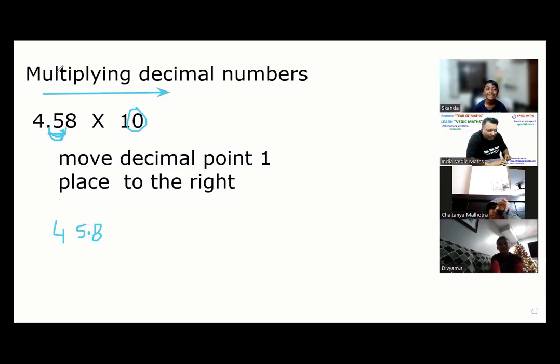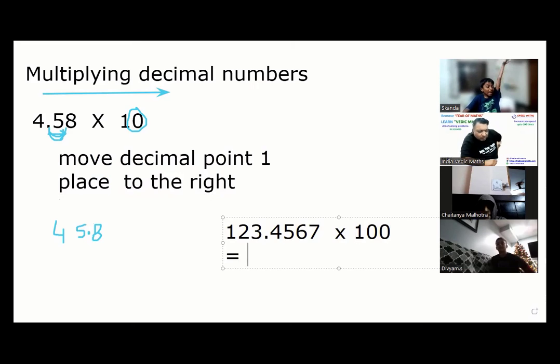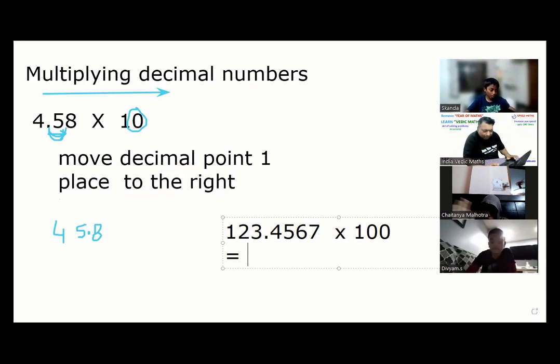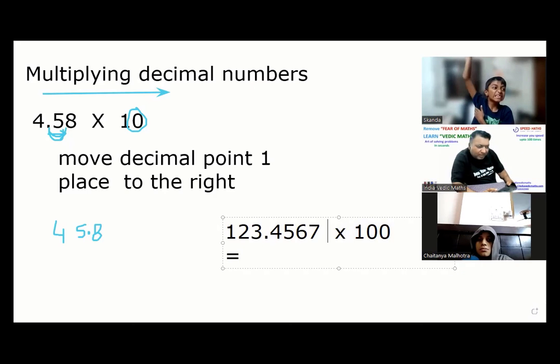So tell me quickly, if I multiply 123.4567 with 100, what should be the answer, and why? Yes, Ira. What is the rule? I don't want to tell you the answer. I want you to tell me the method. What is the method? Yes, Skanda.